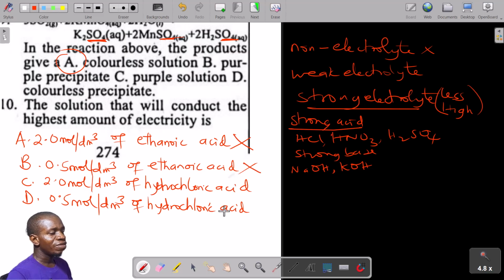So we're now left with two options. The two options that we're left with are the strong acid, hydrochloric acid, and hydrochloric acid. And I told you that if you want to know the one that will conduct highest, the one that has the highest concentration will conduct. So which of them has the highest concentration? Option C. So the correct option is what? Option C. I hope you are learning a lot from this video. All right, let's proceed to the next question.